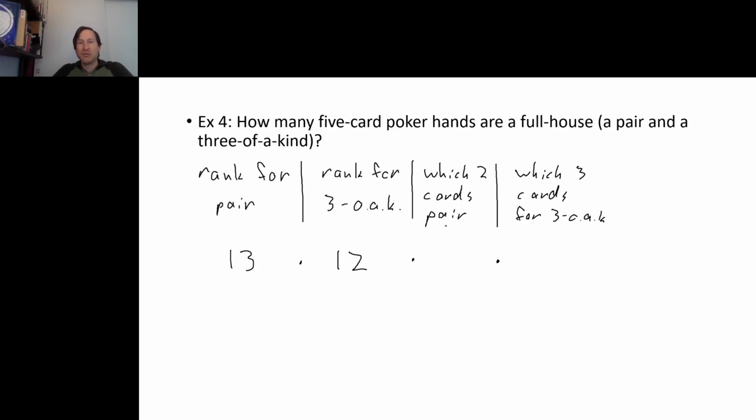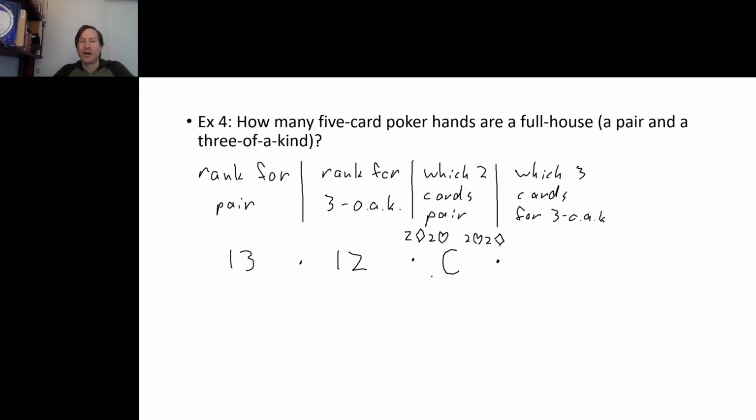All right, now that we've chosen a rank for the pair and the 3 of a kind, we need to choose for the pair which 2 cards are actually in the pair. We have to be a little careful here. We might choose, say, the 2 of diamonds and the 2 of hearts. Or a different choice we could make is the 2 of hearts and the 2 of diamonds. Are these different choices? No, these are the same choice. It doesn't matter which order you put them in. And so that means we aren't going to use permutations, we're going to use choose.